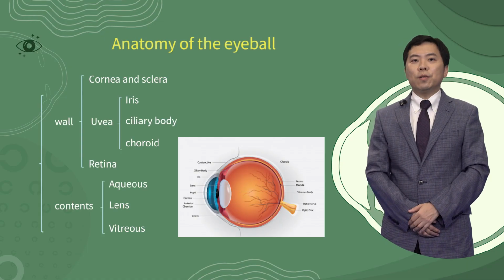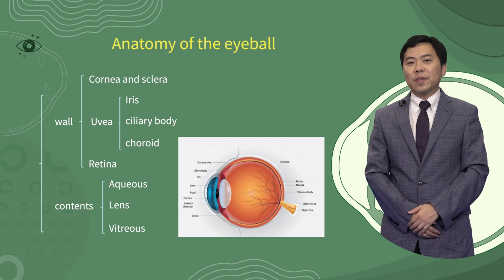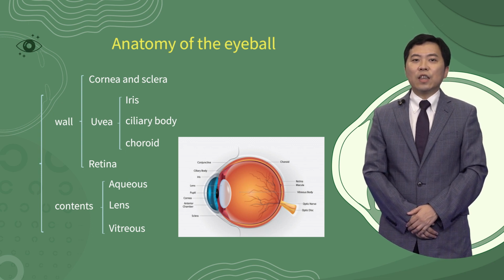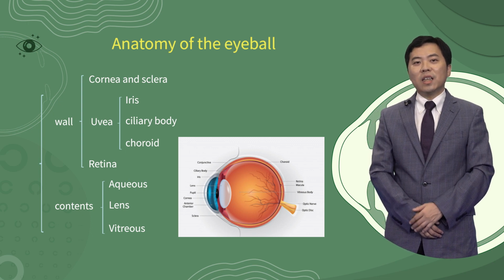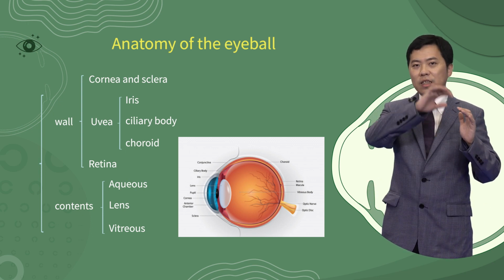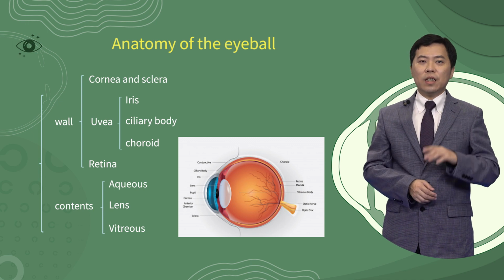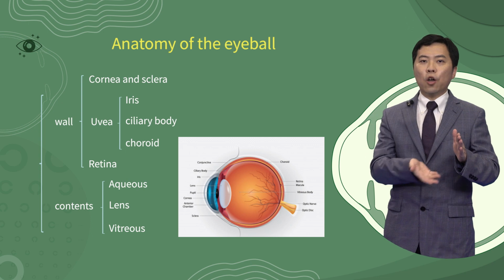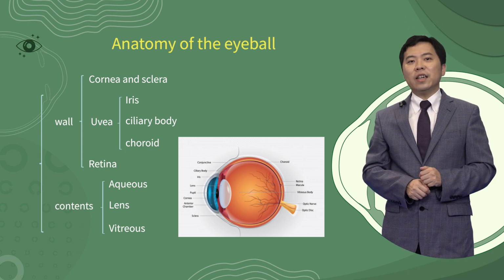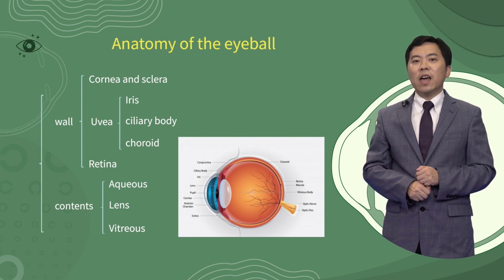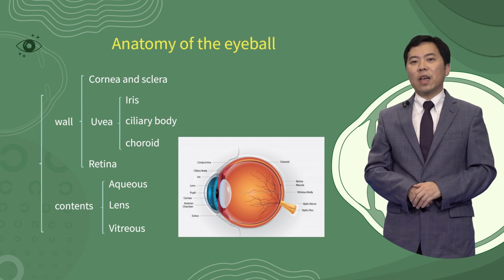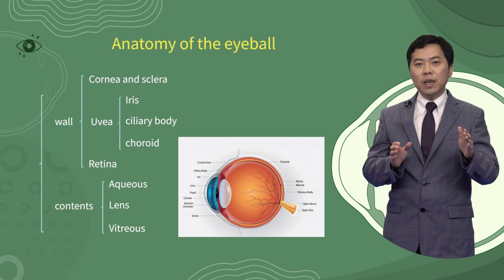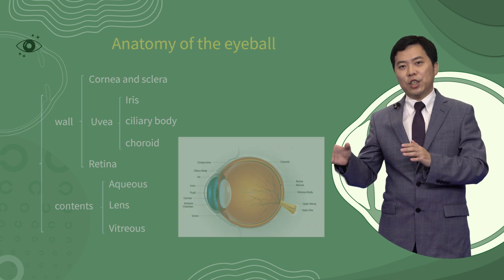Let's go back to review the anatomy of the eyeball. It consists of the wall and the contents. There are 3 layers in the wall. The outer layer is cornea and sclera. The middle layer is uvea, including iris, ciliary body, and choroid. And the inner layer is retina. There are also 3 structures inside the eyeball. From anterior to posterior, they are aqueous humor, lens, and vitreous.